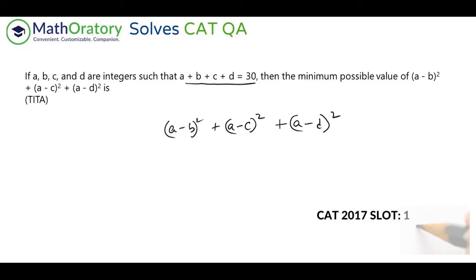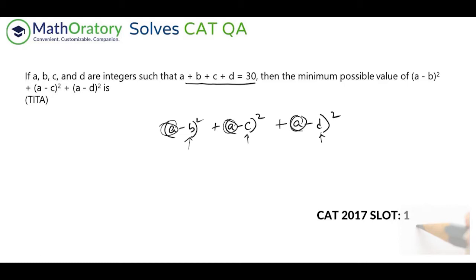Now, I can make them zeros only when the values are equal, right? And the ones which I cannot make zero, I'll again try to keep as close to each other as possible. So the basic idea is I'll try to keep each of B, C, and D as close to A as possible, right?